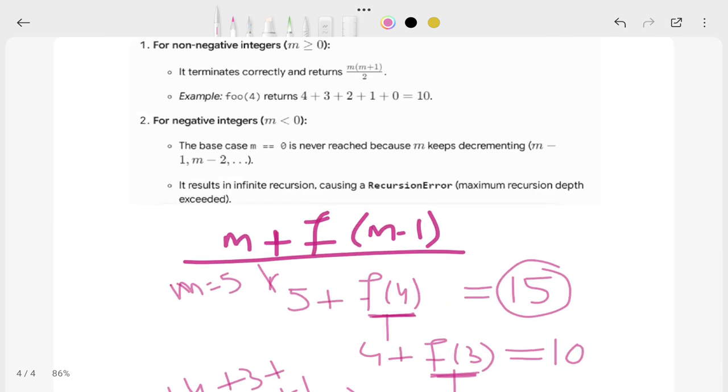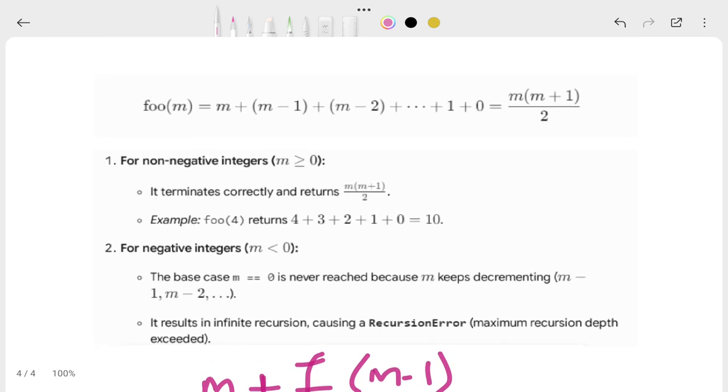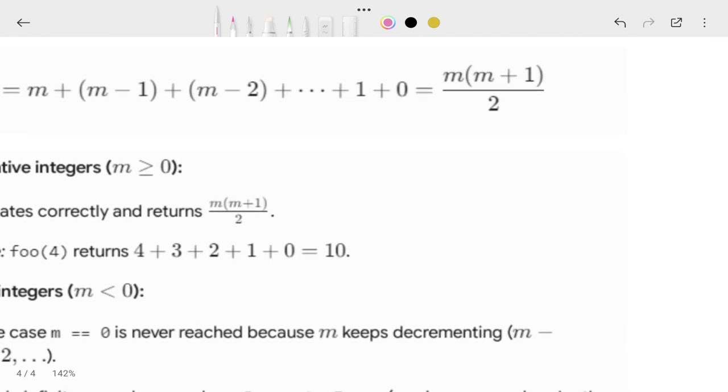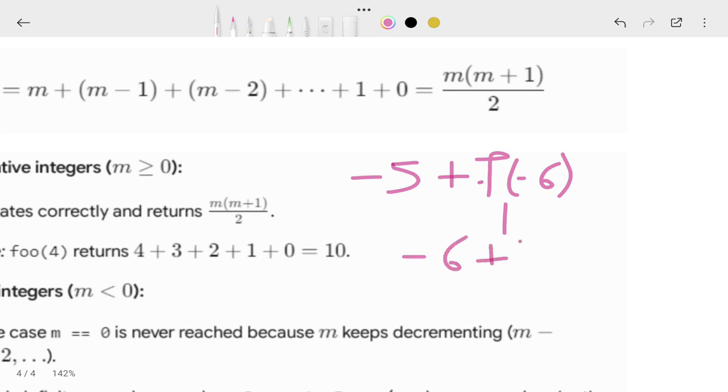Now see here, another question he is asking. Suppose we have a negative number. Suppose I am taking negative number minus 5. So minus 5 plus f of minus 5 plus 1, minus 6. Okay, now again, minus 6 plus f of minus 7. So what is going on? This value continues, it is going up to infinite. So this is not working for the negative.